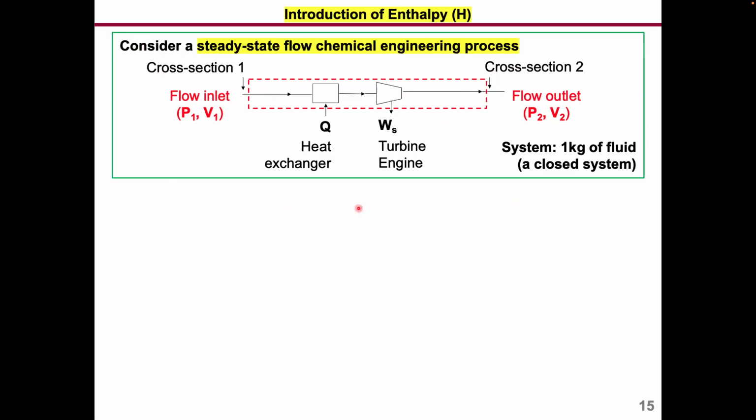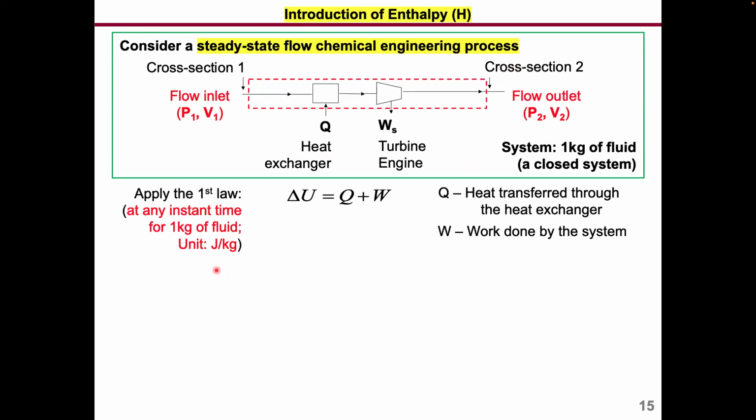Apply the first law of thermodynamics to this particular steady state system, right? So when we apply the first law at any instant of time for 1 kilogram of fluid, okay? Again, this is your system. 1 kilogram of fluid is your system, right? So delta U is equal to Q plus W, again, ignoring kinetic and potential energy, right? So delta U just equals Q plus W. Q is again heat transfer through the heat exchanger. W is work done on the system, right?